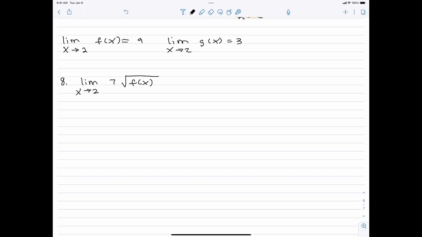So I can apply some properties here. One of the things I can do is say this is 7 times the limit as x approaches 2 of the square root of f of x. This is a composite function. So I can go find out the limit as x approaches 2 of f of x. Then I can say, oh, well, that limit is 9.